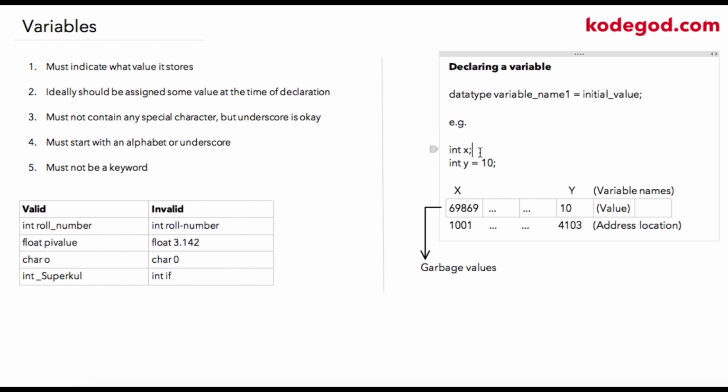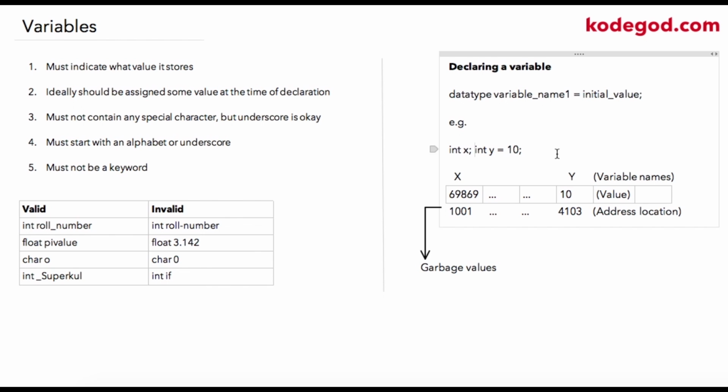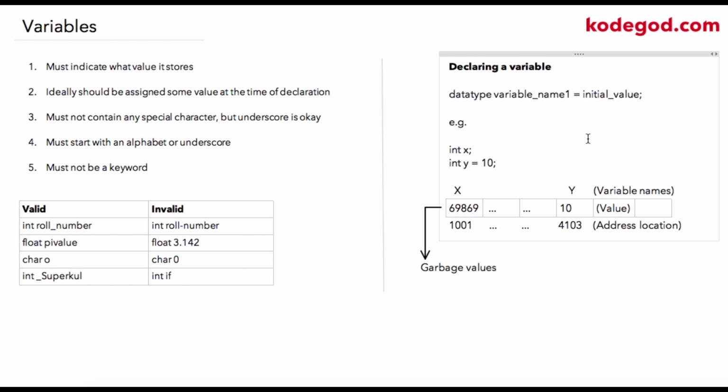I am writing my statement as int space x semicolon. Semicolon is a character which is used in C to tell the compiler that my instruction ends over here. So when I say int x, the statement completes over here. I can alternately write multiple instructions on the same line like this. But to have good readability, we write one instruction below the other.